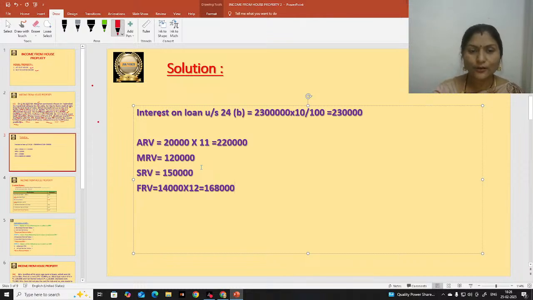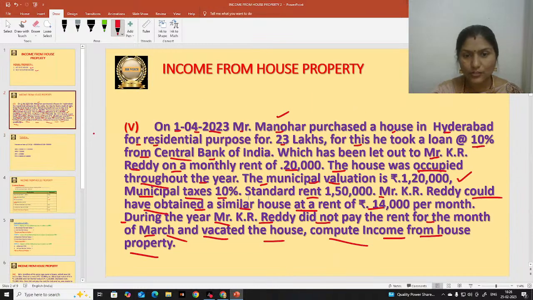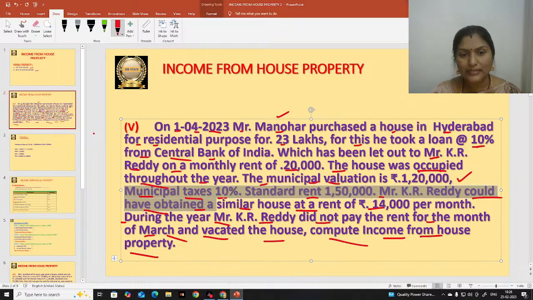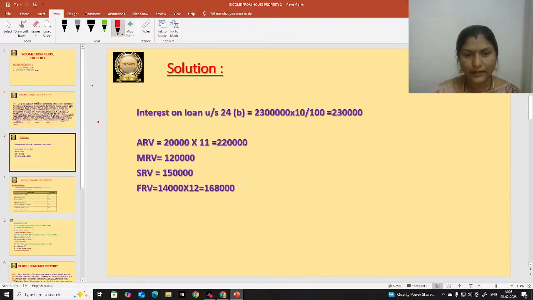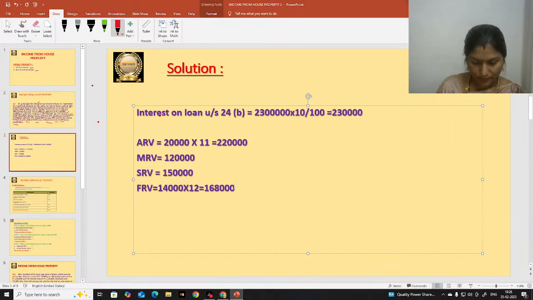And let us see the question. What else they have given in the question? Here they have given that municipal taxes are 10%. Okay, so municipal taxes information also we will take in the solution box. You can take here municipal taxes.